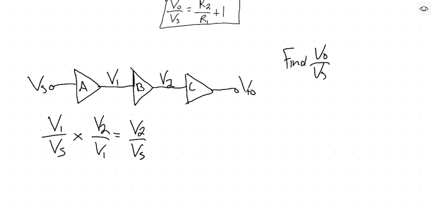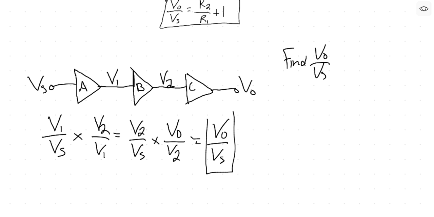When we hit stage C, the gain of stage C is Vout over V2, right? Write that here, Vout over V2. If you multiply those two together, what do you get? The V2 cancels and you end up with Vout over Vs. And that will end up being what you're looking for: the gain of the entire circuit.